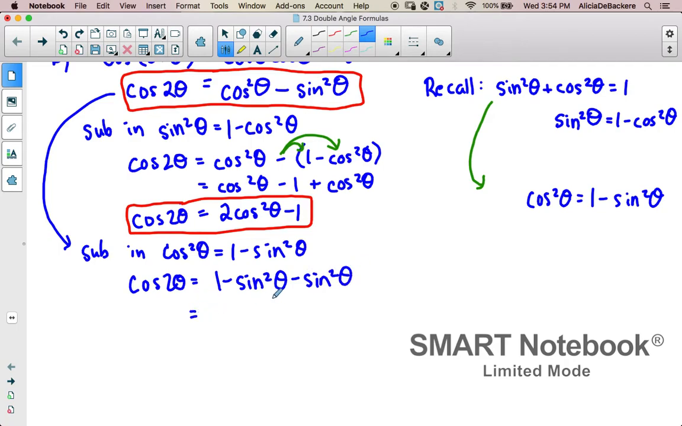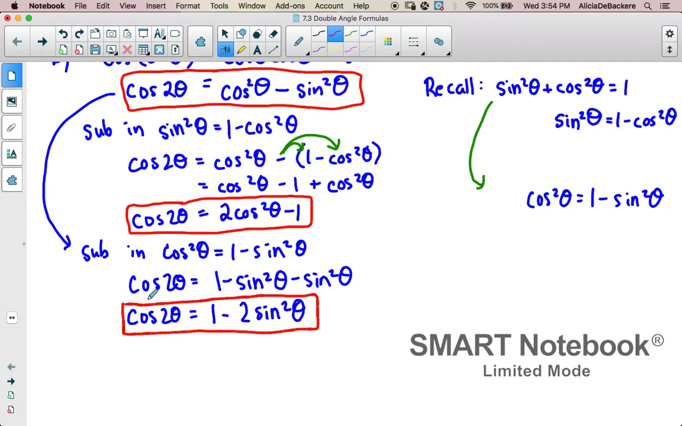And now when I simplify this, I can again collect like terms. I'm subtracting 1 sine squared and then subtracting another sine squared. That's the same as subtracting 2 times sine squared. And this is the third version of cos 2 theta. So again, if I want to get rid of the double angle, but I want to end up with sine thetas, I would use this formula.